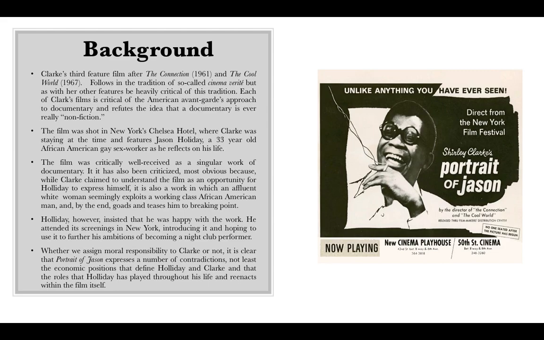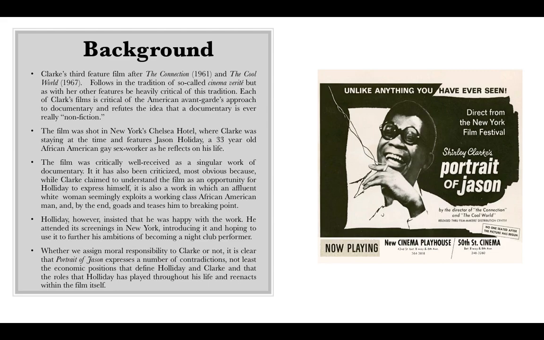And it features Jason Holiday, who calls himself a hustler. He never refers to himself as a sex worker, but we know that that's what he's been doing for part of his life at least. And he reflects on his life and he tells a series of stories. He performs some of his nightclub act. He gets increasingly drunk. And at the end of the film, he kind of breaks down, but then appears to recover fairly quickly, and says he's happy with the whole thing.